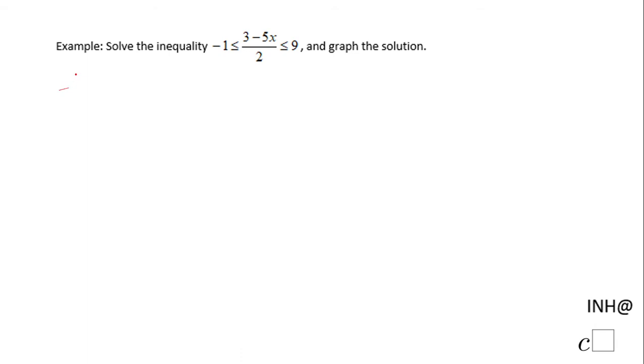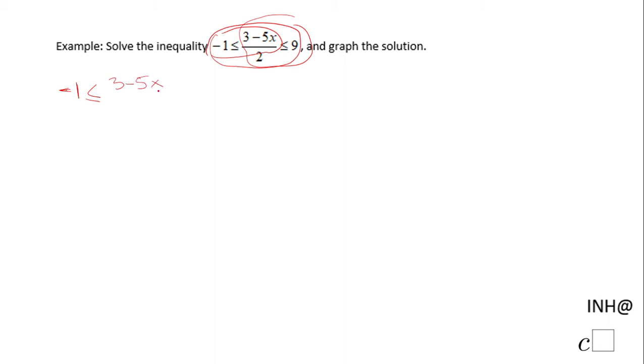In this example, we will solve what is called a compound inequality. If you notice, we have two inequalities here. We have this one and a second one, this one. But I'm not going to solve them separately, even though we can do that. I'm going to solve them all one time, and I'm going to show you what that means. So let me copy this.